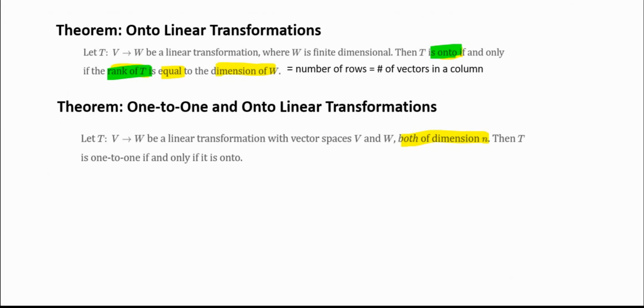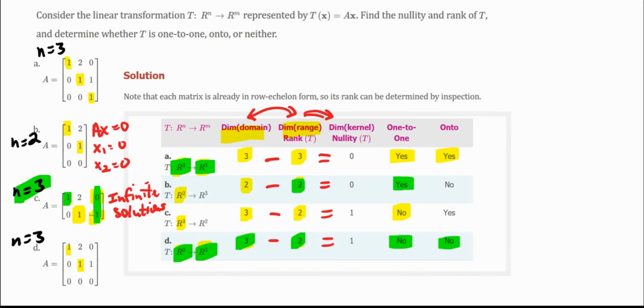Over here, this should be the number of columns, and I'll fix that up right when we get through.